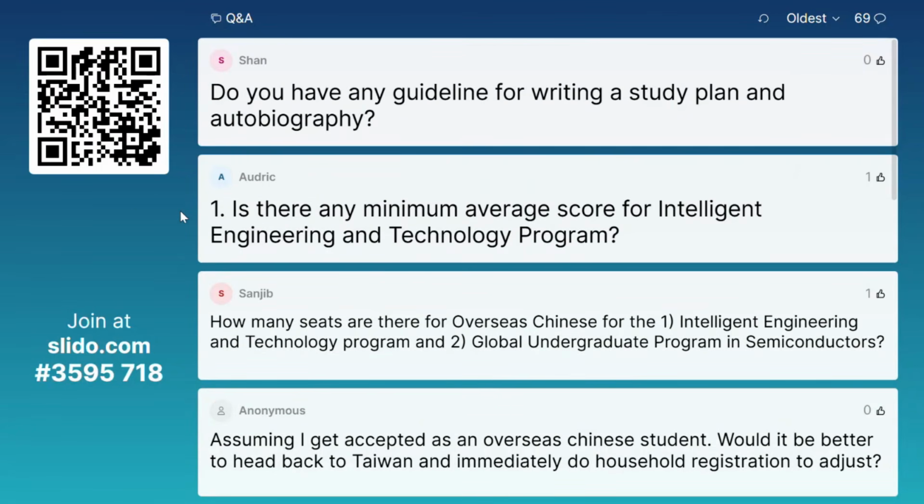Okay, so do you have any guidelines for writing a study plan and autobiography? Okay, anyone want to share their own experience? Okay, I can start. For the autobiography, I think it's pretty simple. Just try to sell yourself as the most unique out of every other student. You could consider thinking about what strengths you have that you want to promote and try working from there. Yeah. And also, I think fit is a very important aspect. You have to show that you're a good fit for the major. Right.